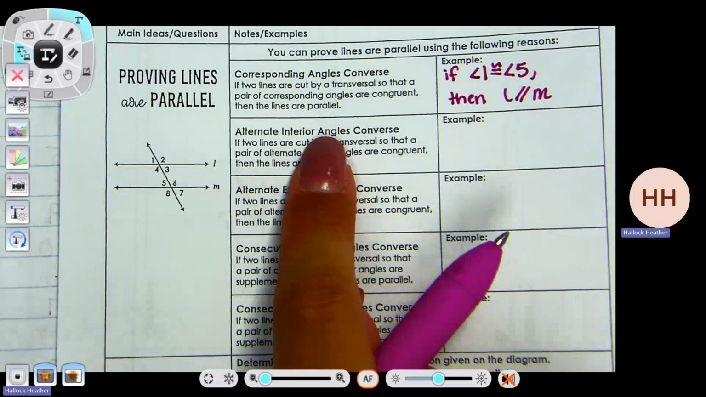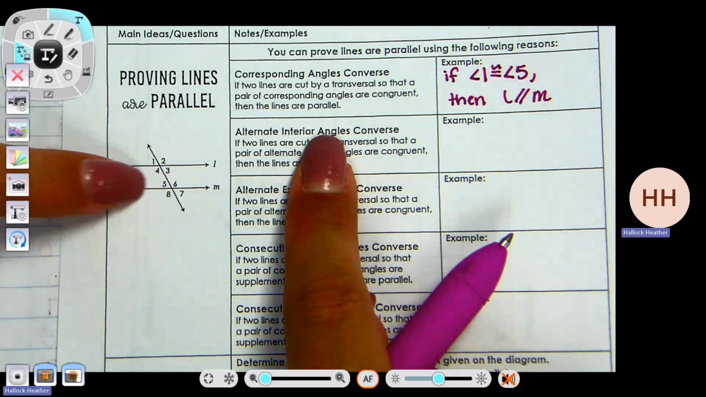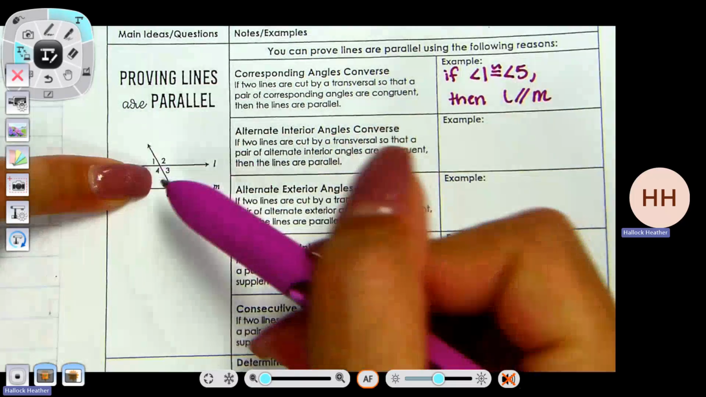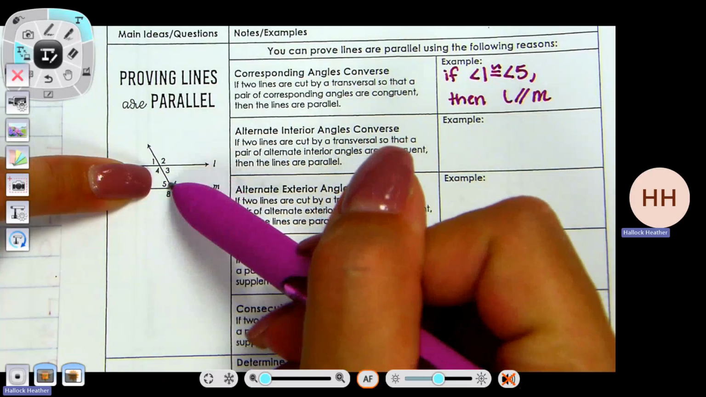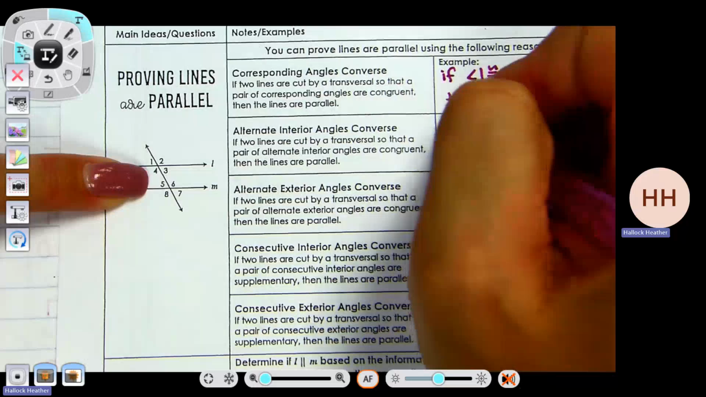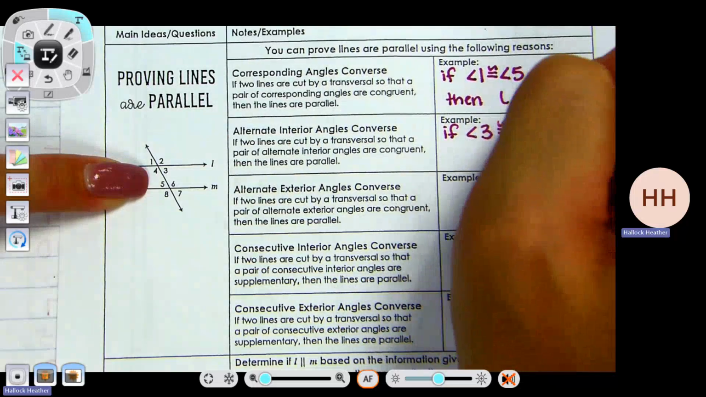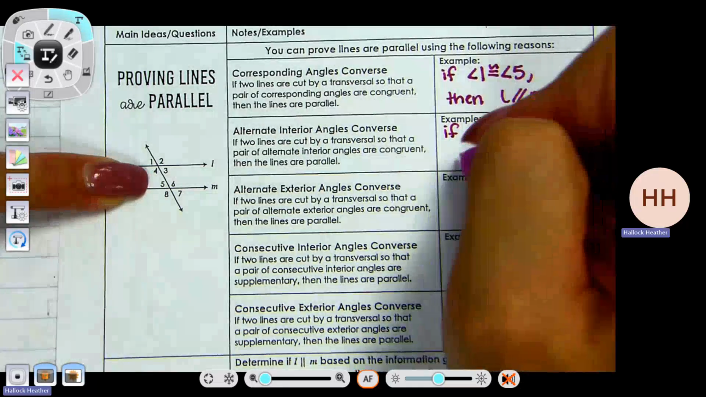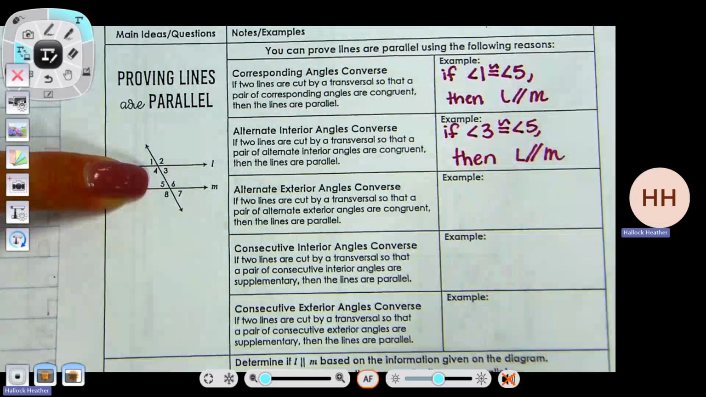Alternate interior. Those have to be on the inside, interior, inside. What is a pair of alternate interior angles? 3 and 5. They jump across the transversal, alternate, jump across, or you could say 4 and 6. So we're going to say if angle 3 is congruent to angle 5, then we could say L is parallel to M.